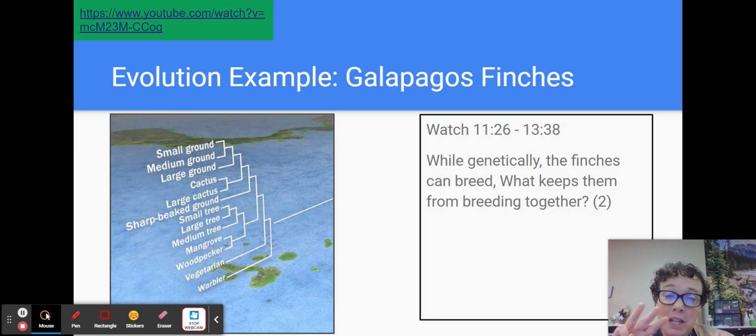A third potential factor is time of breeding. As we learned with our juncos, the UCSD juncos breed in February, whereas the Mount Laguna birds breed in May. So even if they're in the same environment, because they breed at different months, they're not going to be breeding with each other.